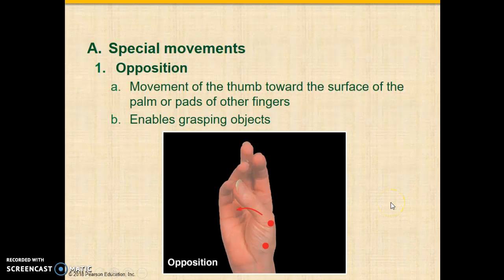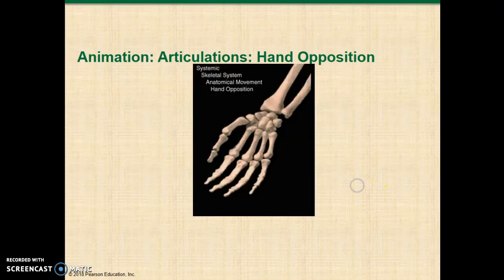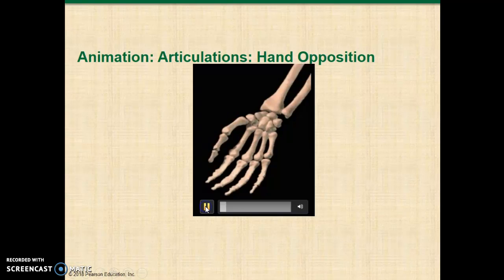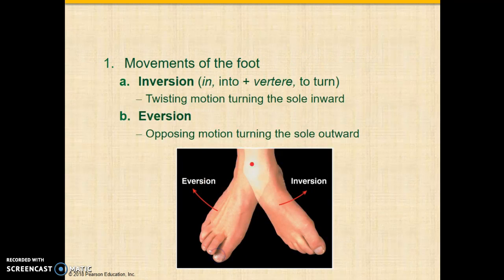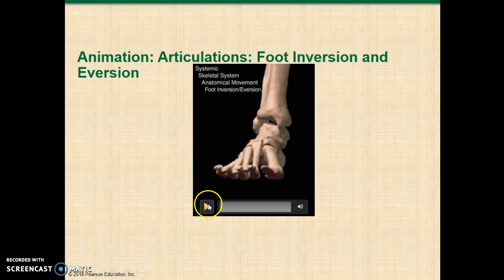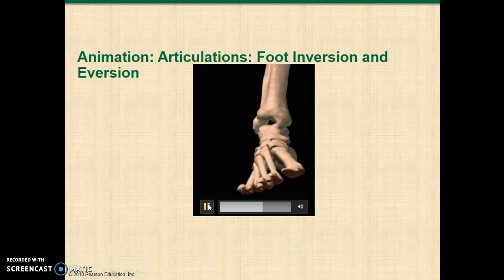Opposition is the movement of the thumb toward the opposite side of the hand that allows us to hold on to objects. Inversion is twisting the sole of the foot inward. Eversion is twisting the sole of the foot outward. Eversion, inversion.